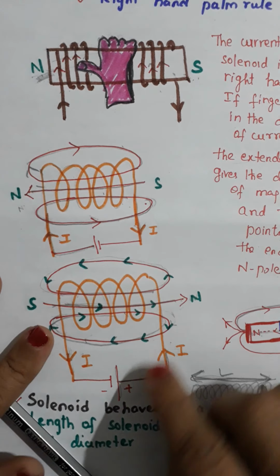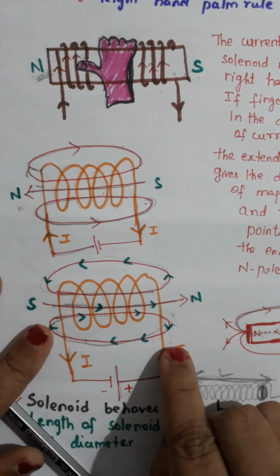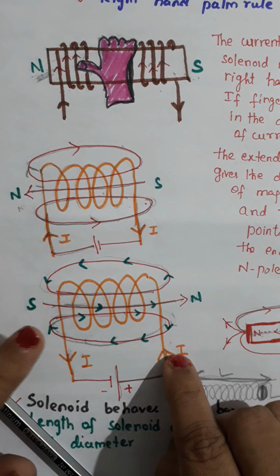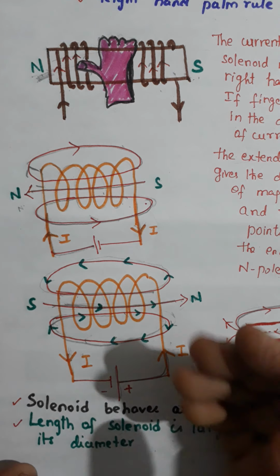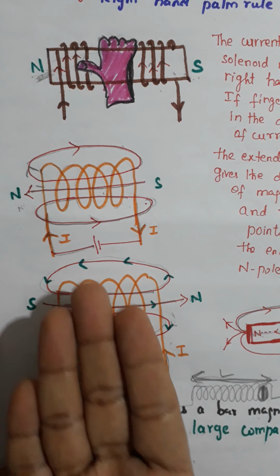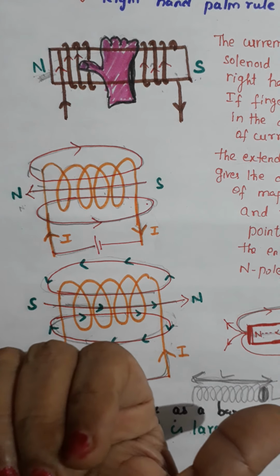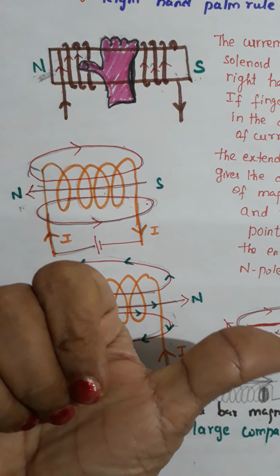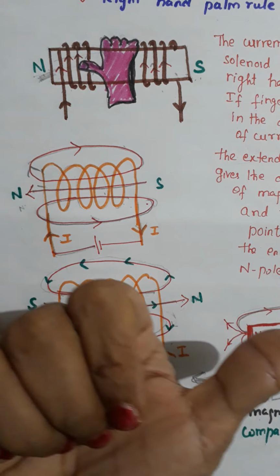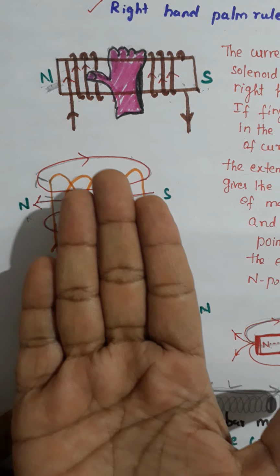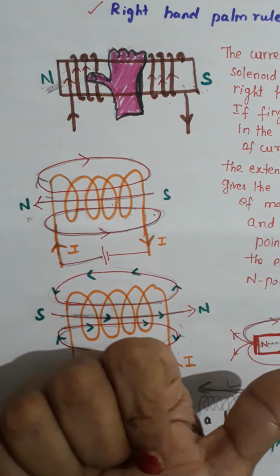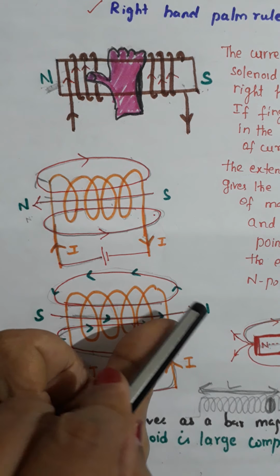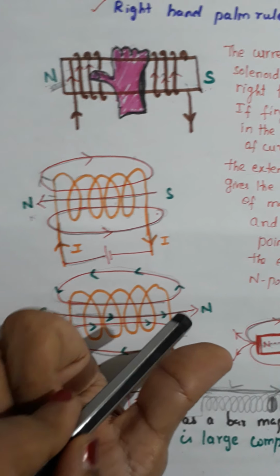Look at this diagram children. Here you can see the current is flowing in anti-clockwise. Current starts from the positive of the battery, and it is flowing in anti-clockwise. Now you have to curl the fingers in anti-clockwise direction. See these 4 fingers, you are curling them in anti-clockwise direction. The extended thumb is in this direction, and this extended thumb represents the north pole, right? So curl your fingers anti-clockwise because the current is anti-clockwise. The extended thumb gives the direction of the north pole.